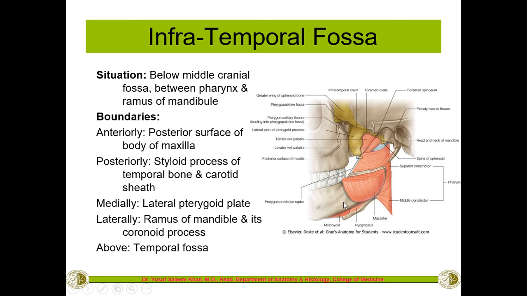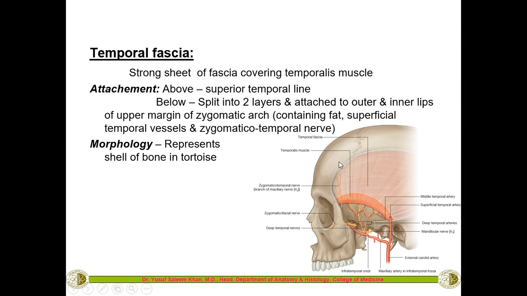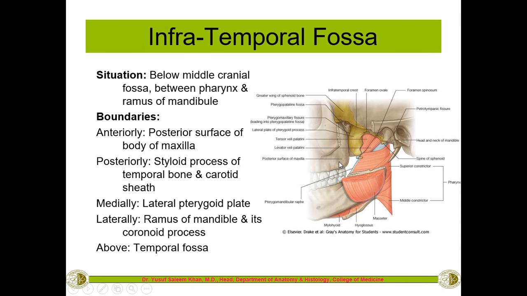Then laterally we have the ramus of the mandible, which, as I said, has been cut, and which will be on the lateral side, and its process that is called the coronoid process. You have already seen this is the ramus of the mandible, and its process, the coronoid process, forms the lateral boundary.